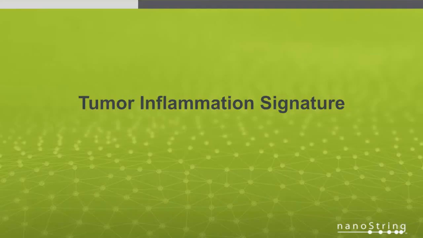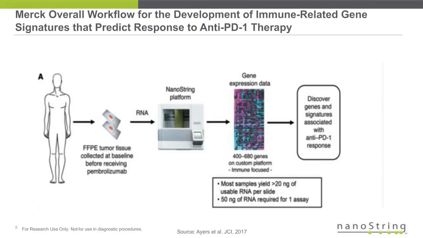So I want to start off by telling you about one of these assays, which is called our Tumor Inflammation Signature. This is a signature that we have been developing with our partners at Merck. It is based upon gene expression profiling of pretreatment tumor biopsies. And Merck began this project with the goal of developing a predictive signature to identify patients who were likely to respond to the PD-1 therapy pembrolizumab.